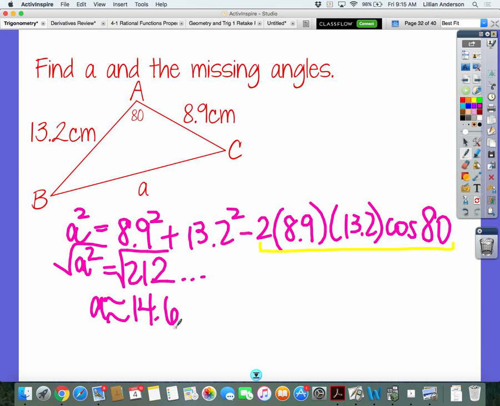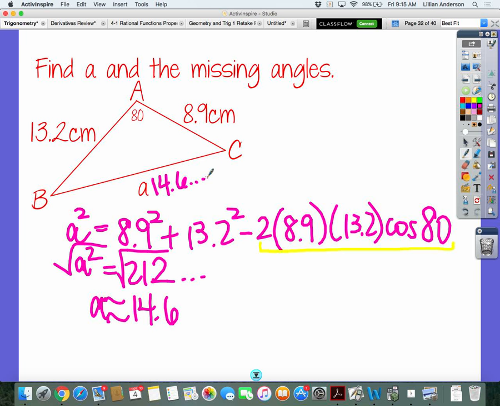Okay? And clearly, if we use what we know about triangles and how they're set up, 14.6 is the longest side out of the 3, correct? So that means that angle A is the largest angle, meaning that when we find B and C, they should be smaller than 80 degrees. If we end up with them being bigger than that, then we did something wrong somewhere. Okay? So now that we know this is 14.6 and some change, we can find B and C.